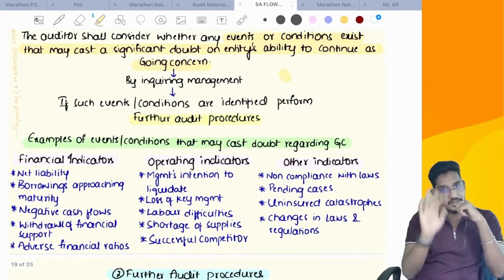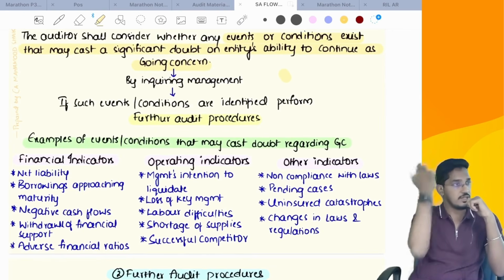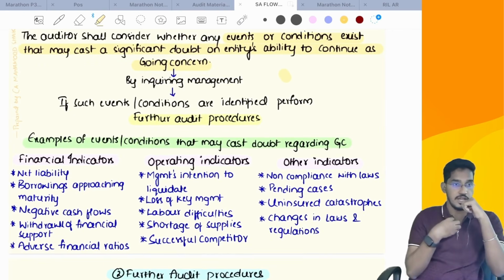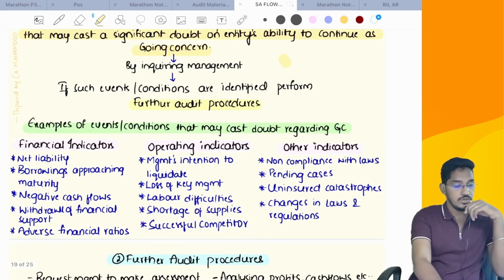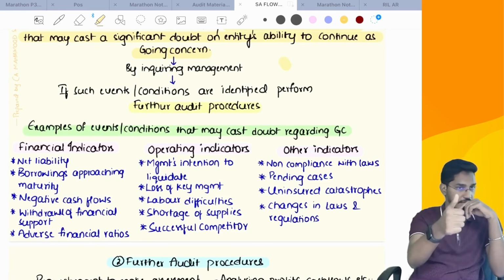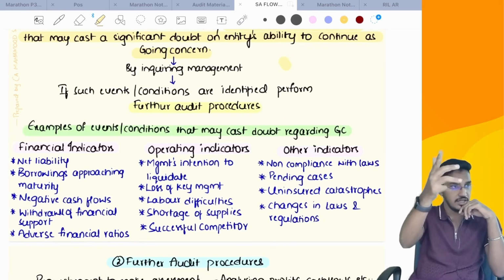So the standard itself has given them. They did not ask you to go and search what events and conditions will cast a doubt regarding going concern. They told us what kind of events and conditions create a doubt regarding entity's ability to continue as a going concern. And those are divided into three categories. How many categories? Three categories: financial indicators, operating indicators, and other indicators.